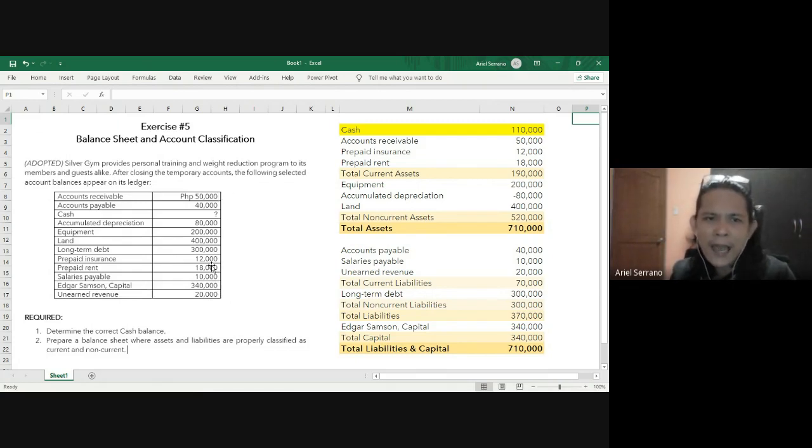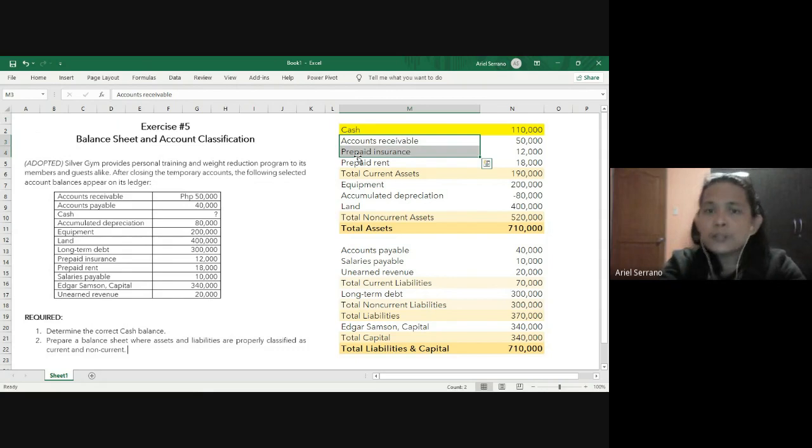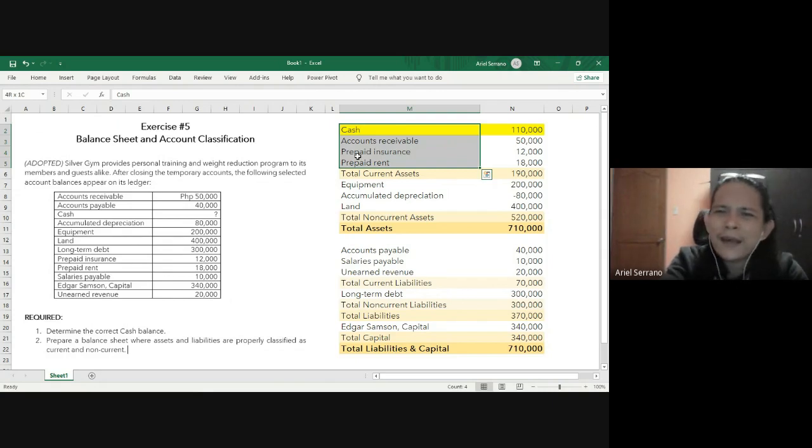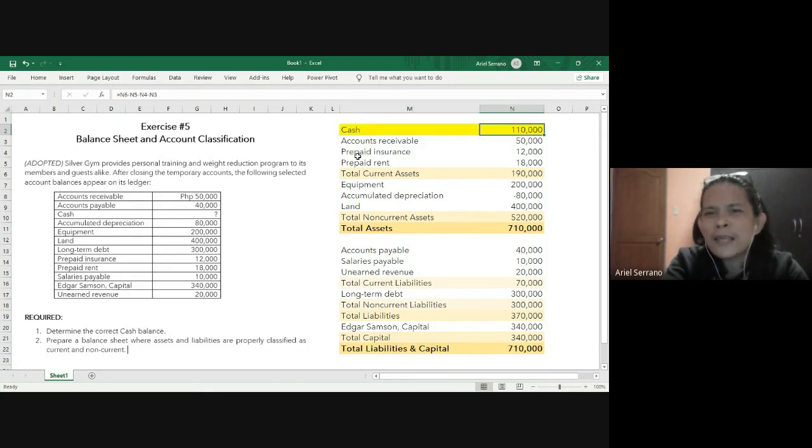But initially, I haven't classified them according to their current and non-current classification. If you take a look at our solution on the right, you will see that the total current assets should only cover your accounts receivable, prepaid insurance, and prepaid rent, and also your cash. I forgot the cash. We have to find out what the balance is later on, although in our solution, we have already identified the amount as 110,000. But let me explain it later on.